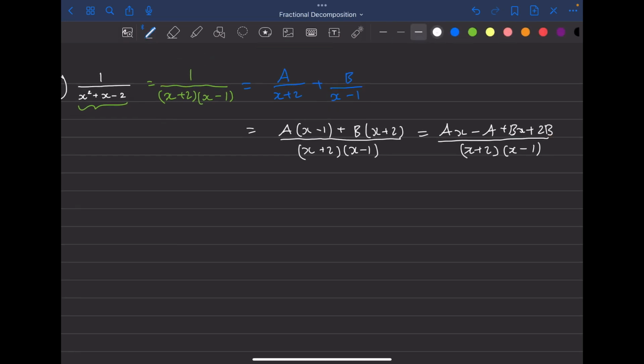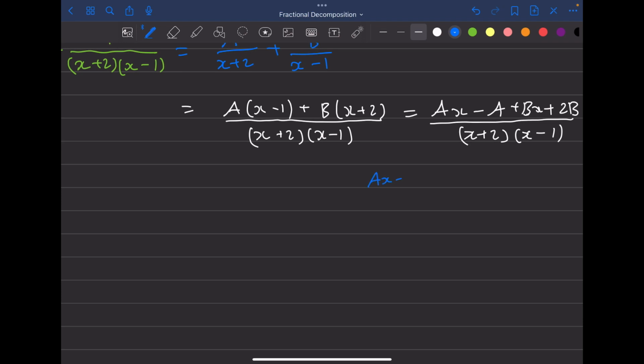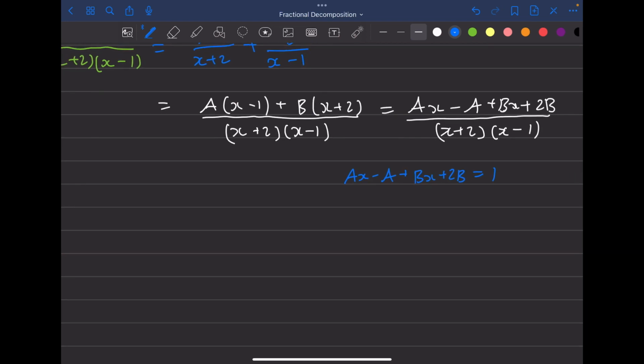This entire thing, so ax minus a plus bx plus 2b is equal to 1. Once again, all I did was I equated what we have so far to the original question. That's it. And then from here, we know that we have a 0x term because we have no x's. So we know that ax plus bx should give us 0x. In other words, a plus b is equal to 0. Now for the other ones, negative a plus 2b should give us 1 because both of these are constants. So negative a plus 2b is equal to 1.